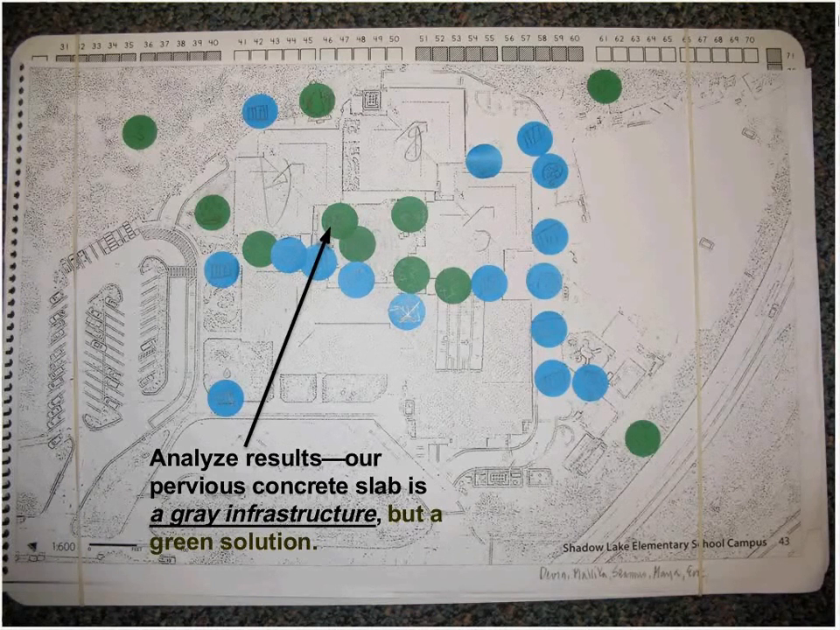It's a great way to assess student understanding of gray and green infrastructures and for students to clarify that a gray infrastructure like pervious concrete, although a green solution, is not a green infrastructure, as students noted on this map. Much opportunity for analysis and critical thinking and review, all practices of an engineer.